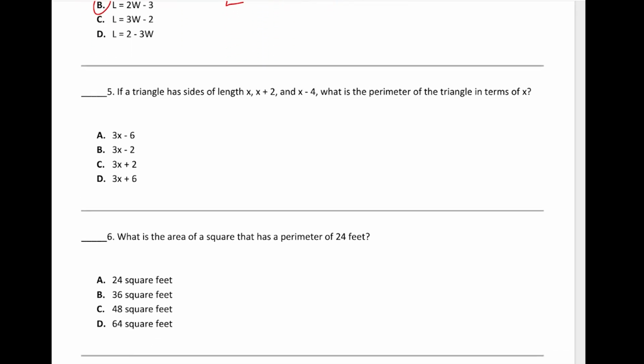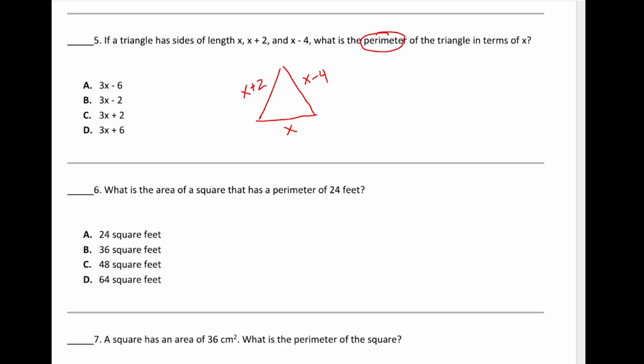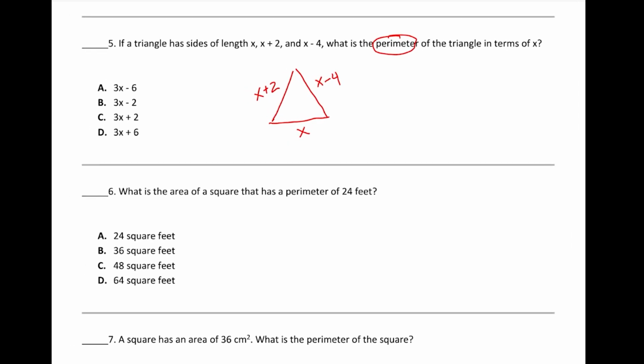Number 5 says if a triangle has side lengths of x, x plus 2, and x minus 4, what is the perimeter of the triangle in terms of x? So if we have a triangle, and I'll just sketch that out with side lengths x, x plus 2, and x minus 4, and I'm not going to bother trying to draw this to scale or anything. If we're trying to find the perimeter, we need to add up all of the side lengths. So just add up all the side lengths.